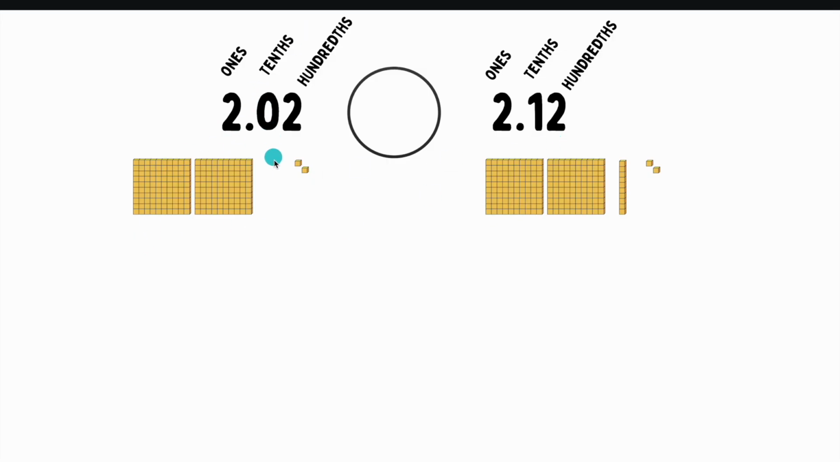Now let's look at the tenths place. 0 tenths. This one has 1 tenth. That means that 2 and 12 hundredths is greater than 2 and 2 hundredths. You can also see the models. This is greater than this.